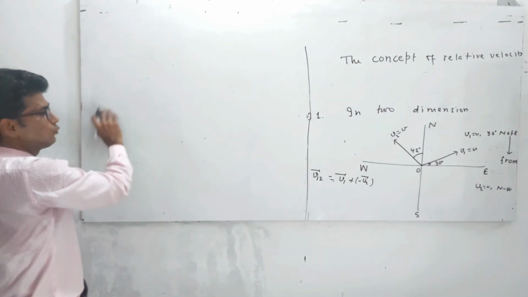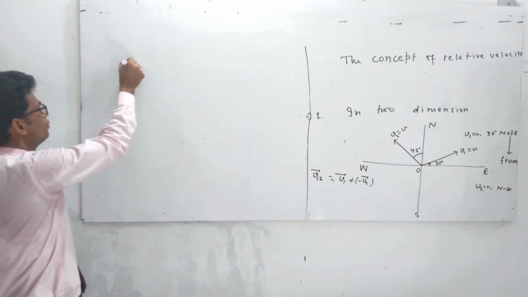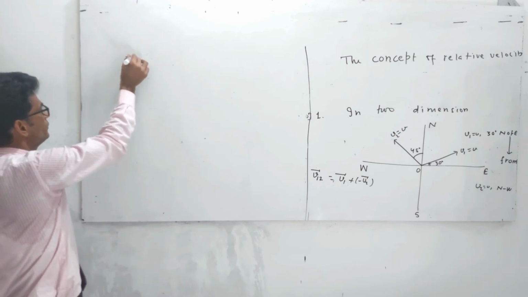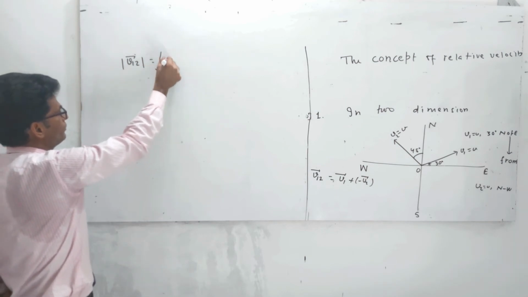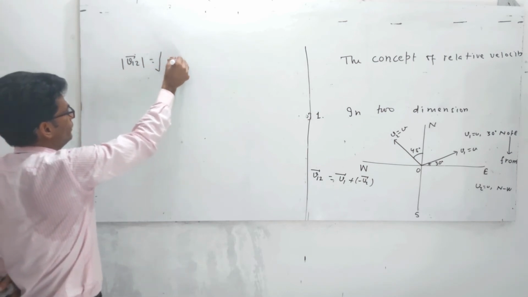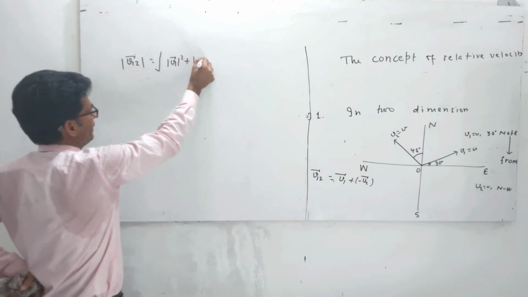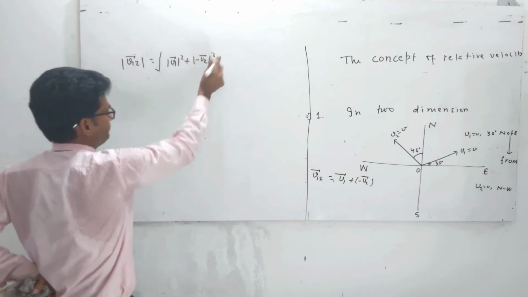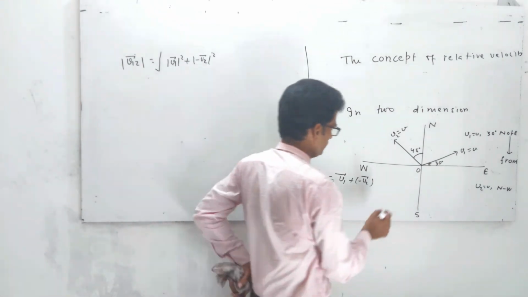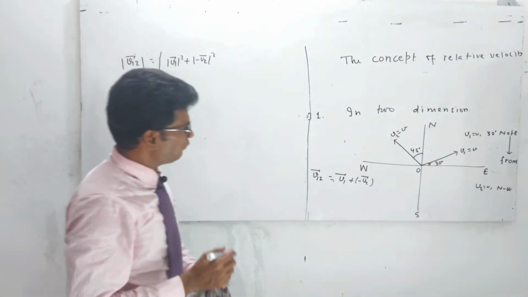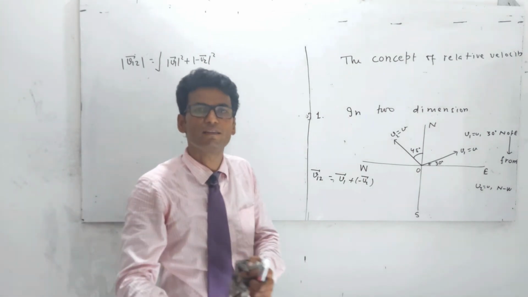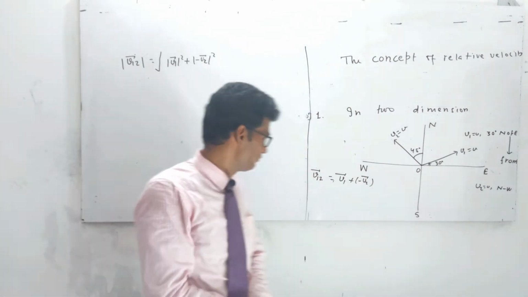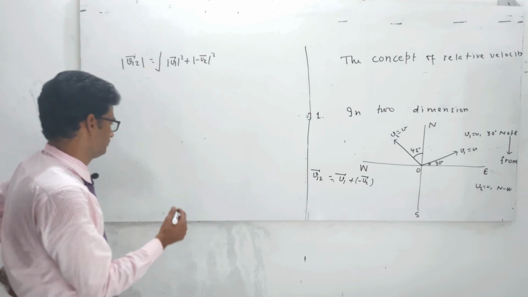Firstly, we try to find the modulus of V1, 2: square root of modulus of V1 whole square plus modulus of minus V2 whole square. How can one get the minus V2 vector? Only by multiplying with minus 1. Still, we have something interesting here.